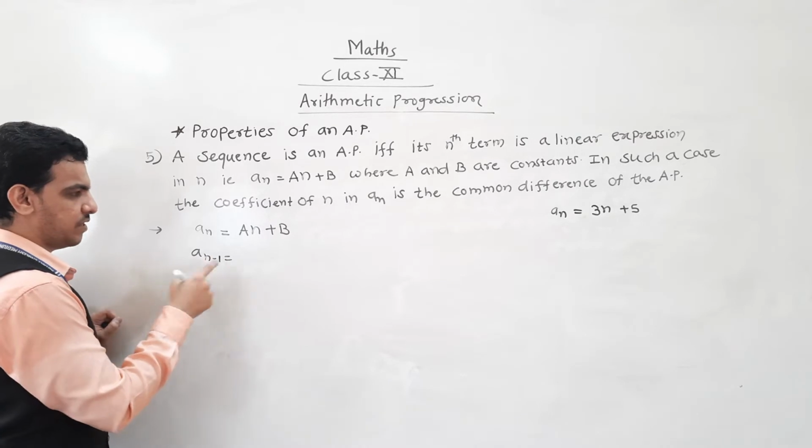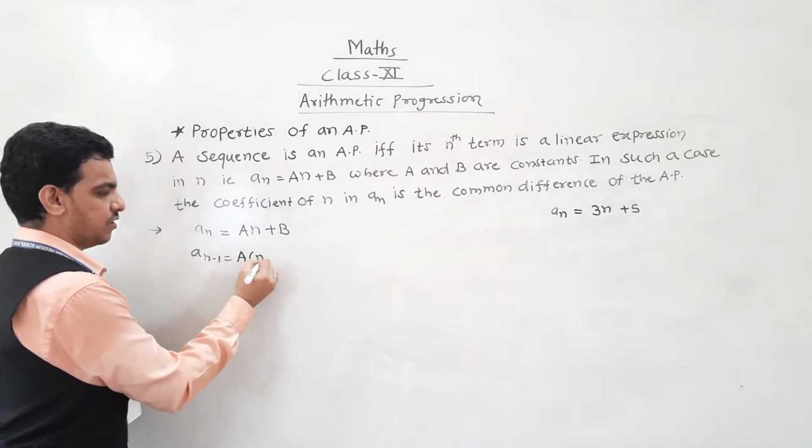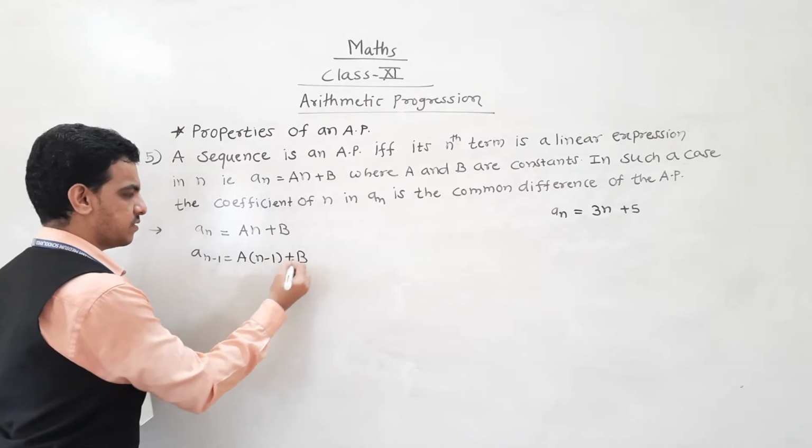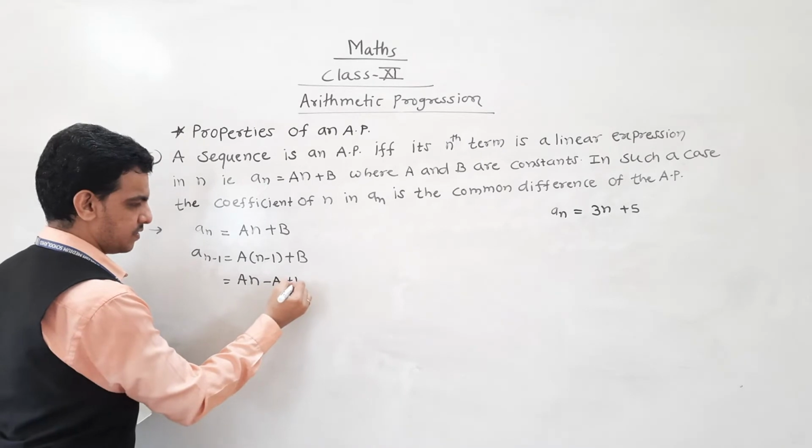So how do we find the n minus 1 term? Replace n by n minus 1. So a into n minus 1 plus b, so that is an minus a plus b.